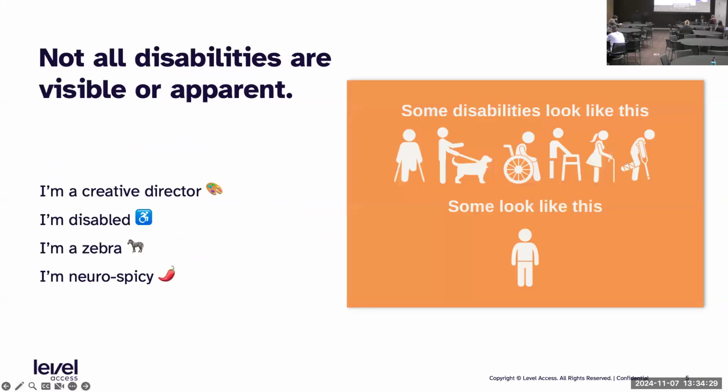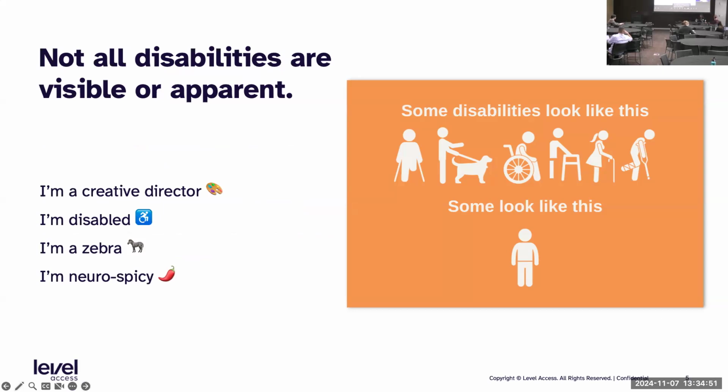You see, not all disabilities are visible or apparent. On the screen, I've got a graphic. It says some disabilities look like this, and it shows a person with limb differences using crutches, someone who's using a guide dog, a wheelchair user, but then it says some look like this, and it's just an outline of a kind of standard person.